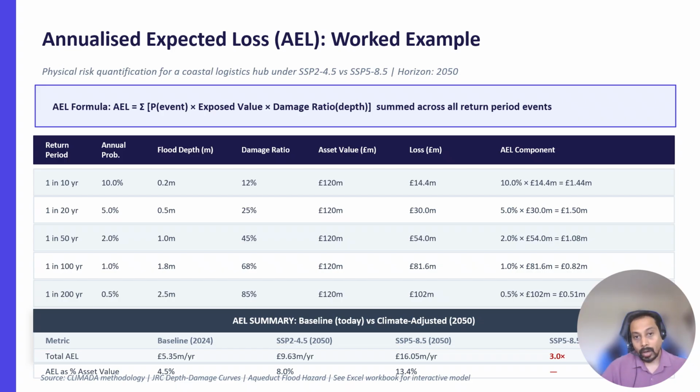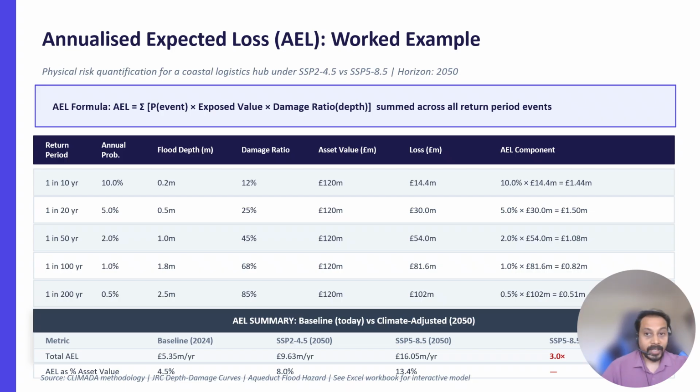Now apply the climate multiplier under the SSP2 4.5 scenario by 2050. Flood events in coastal South Asia occur 1.8 times more frequently and flood depth increases by a factor of 1.25 times. That multiplies the AEL to 9.63 million, nearly double the baseline that we calculated for the 10 year scenario.